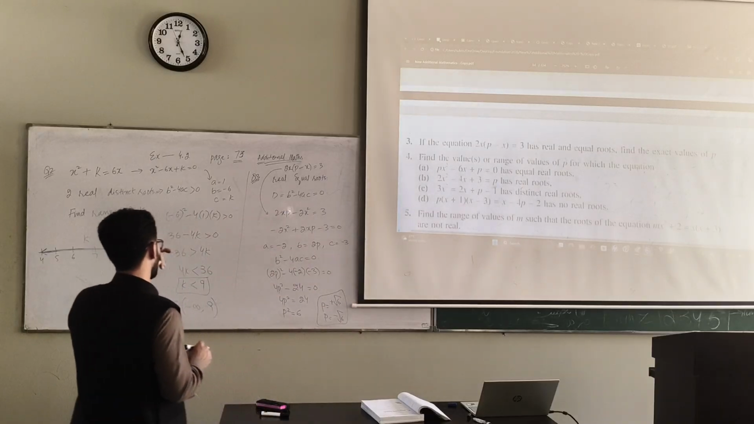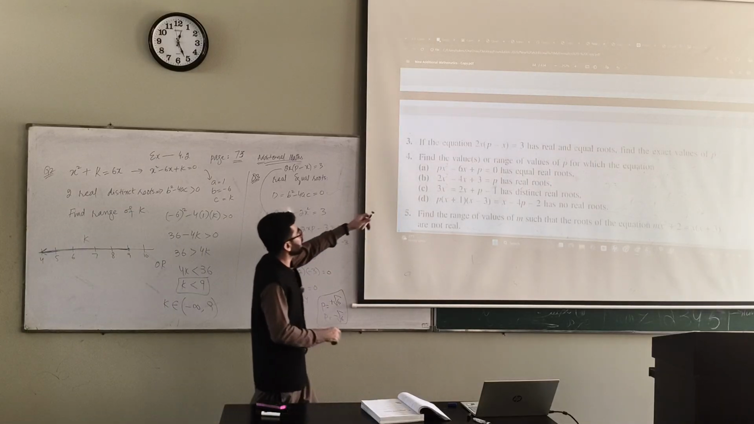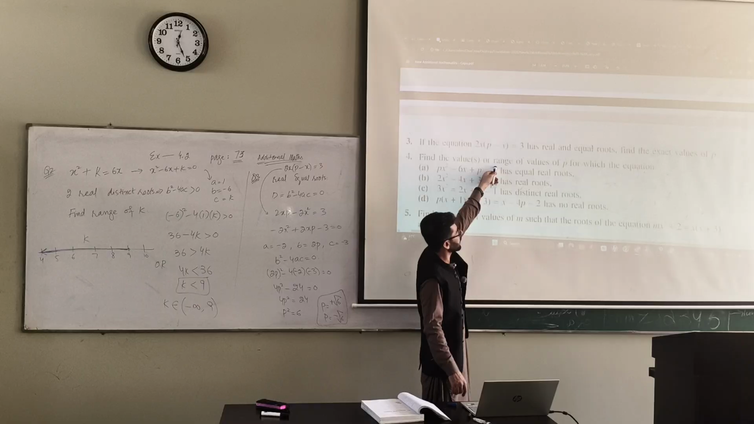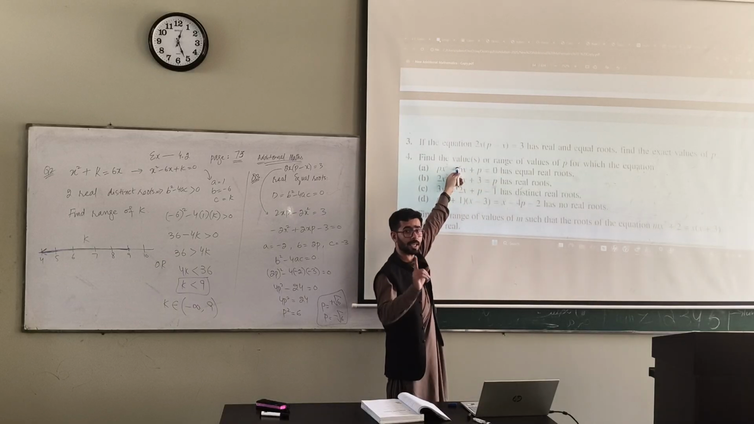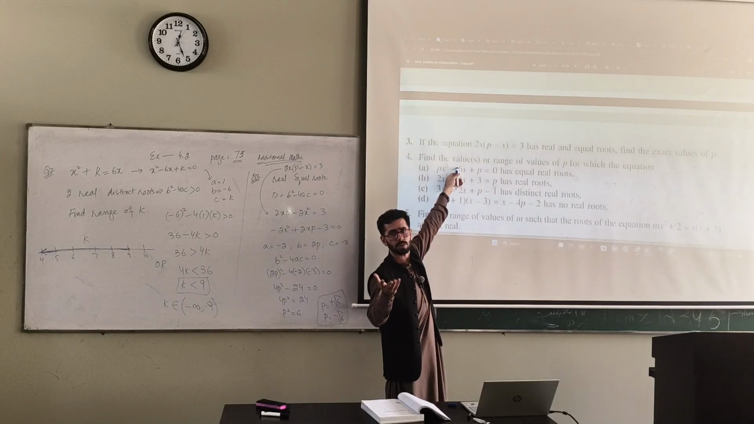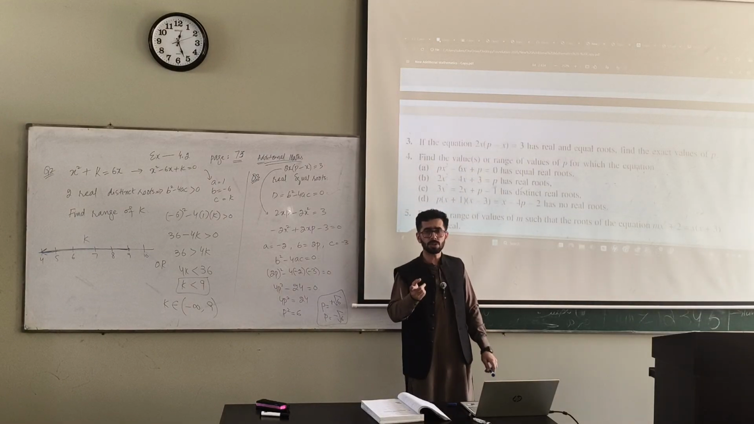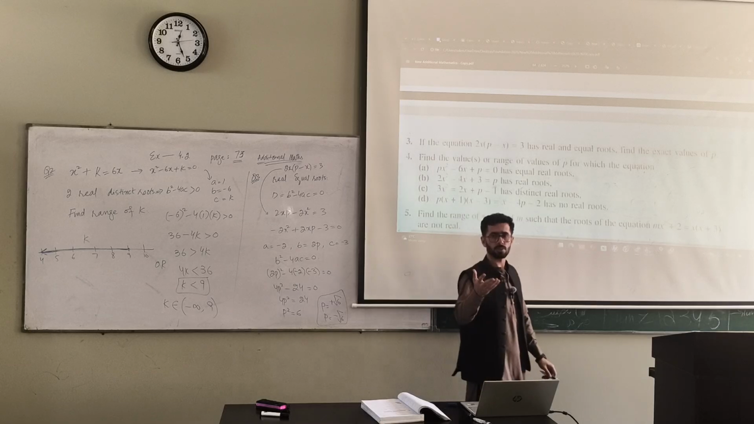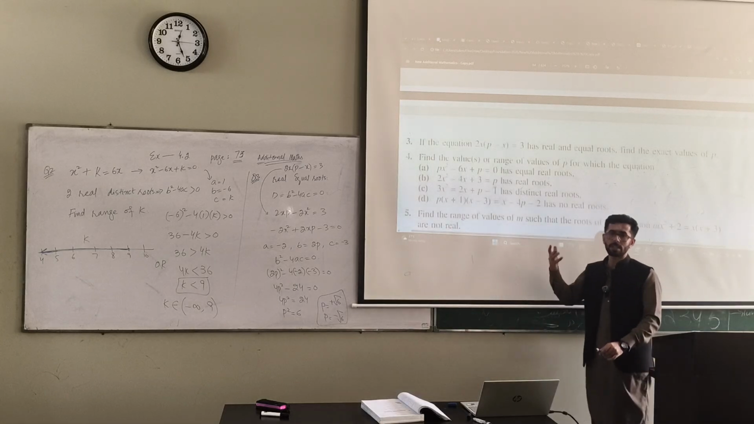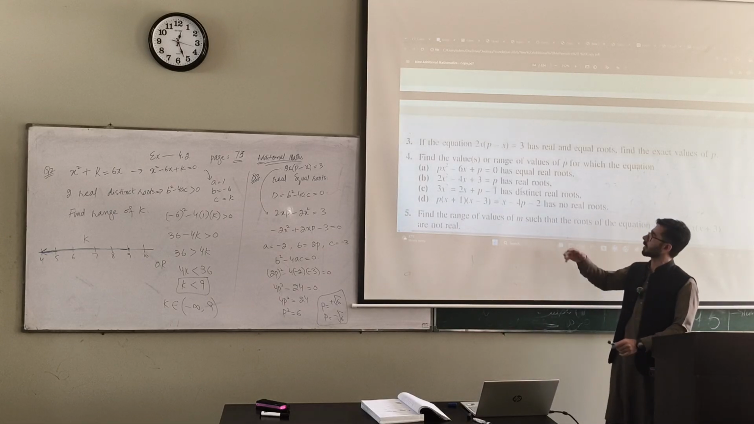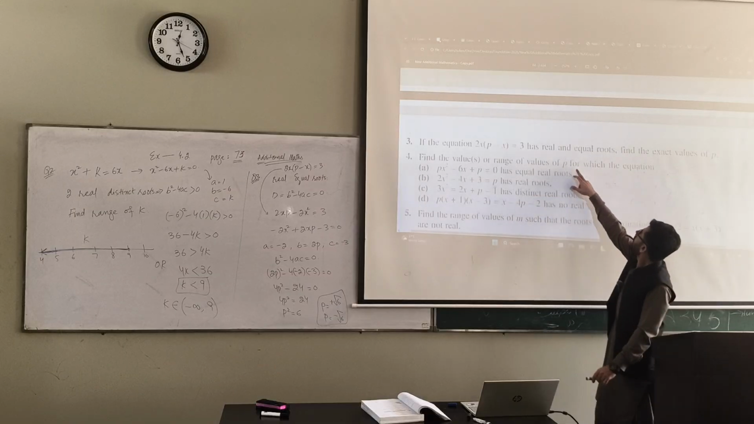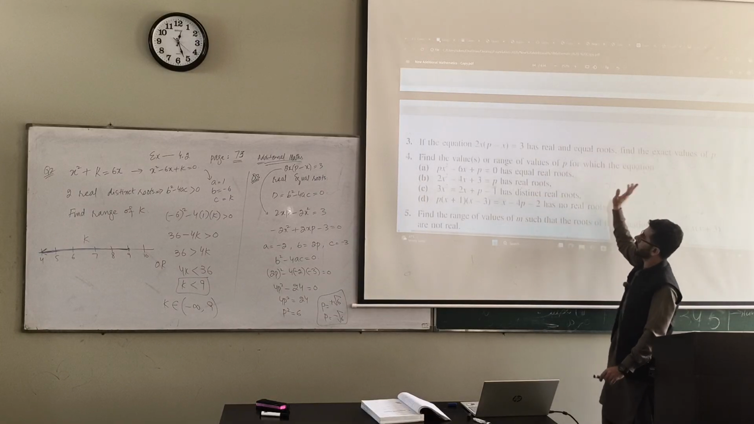We look at question number 4. Question number 4 says to find the values or range. Values in the case when your discriminant is equal to 0, where you have real equal roots. Range in the case where you have real repeated roots, real different roots, or non-real roots, when the discriminant is either bigger or lower than 0, of p. P is our unknown for every equation.